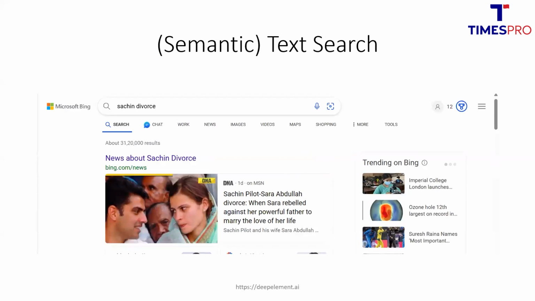So here in this Bing search, I have given 2 keywords, Sachin and divorce. If I had given only Sachin, then obviously the first reply would have been Sachin Tendulkar. But I have added another context word to it, which is divorce. So the result has changed from Sachin Tendulkar to Sachin Pilot. So in text search, as everyone has used it, you give the query, and it returns the most relevant documents based on the keywords.